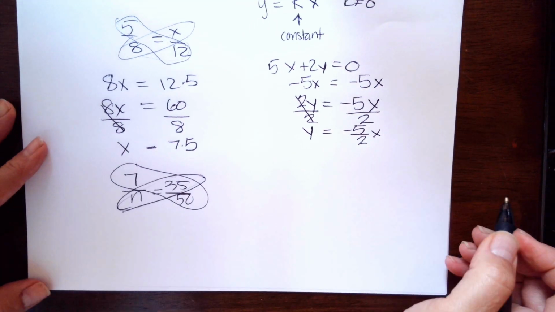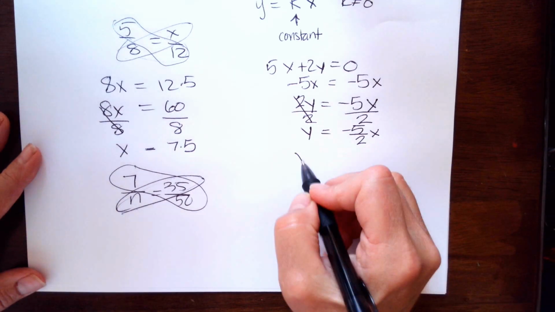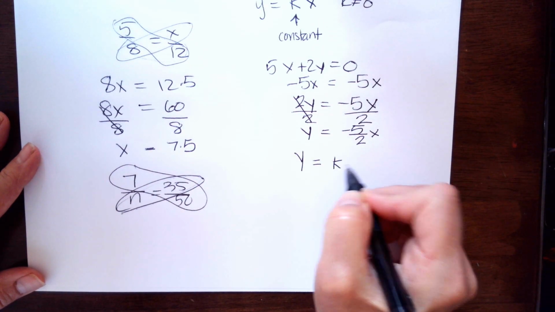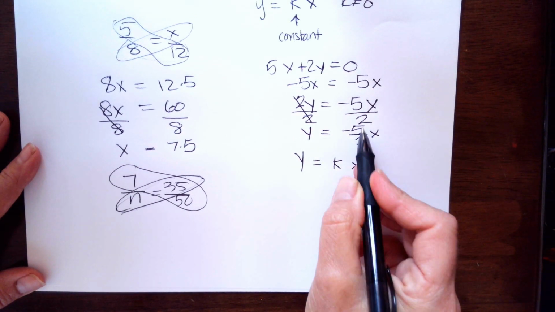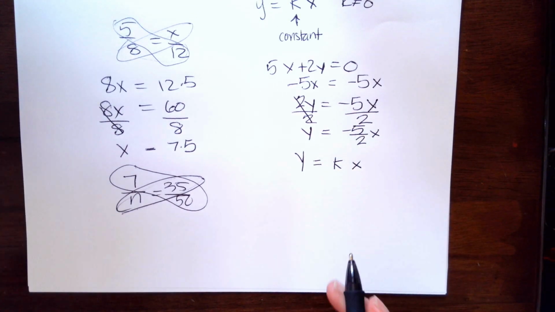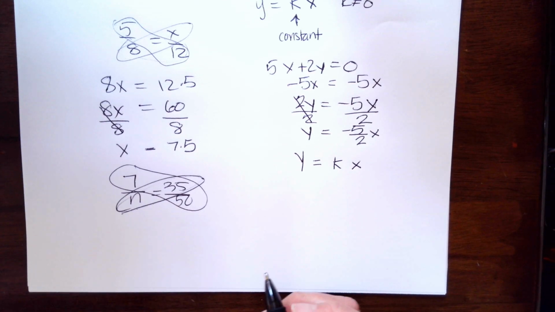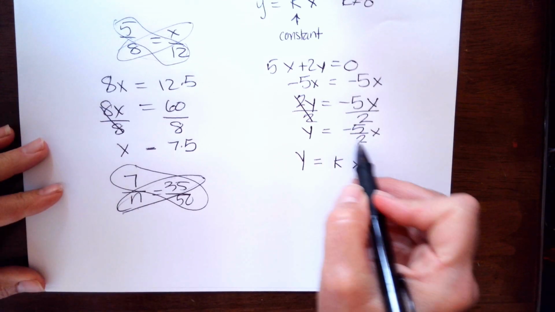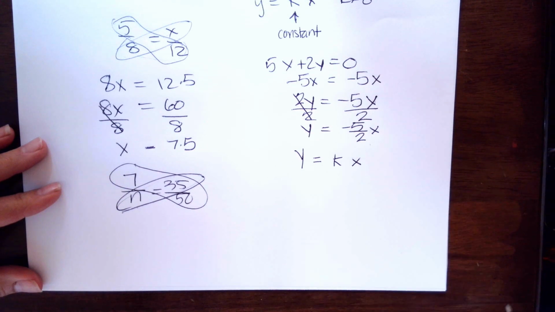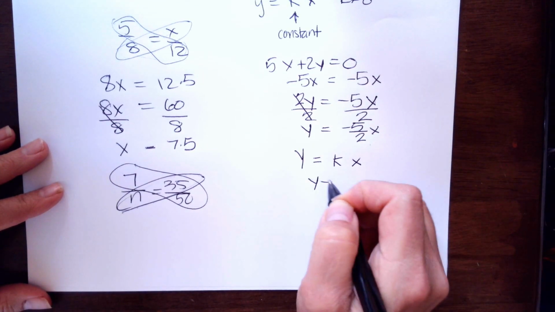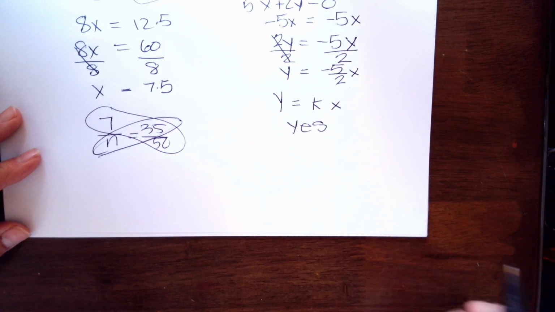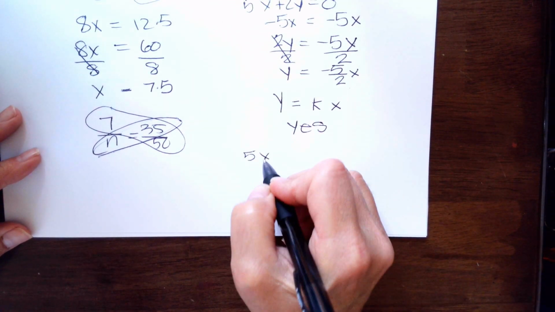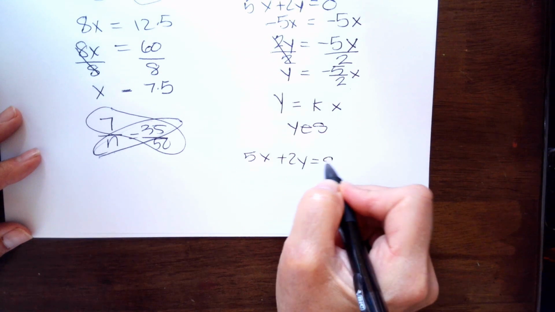The equation has the form of y equals kx. So y equals k and x. So we can say that this equation is in this form. So is this a direct variation? Yes.